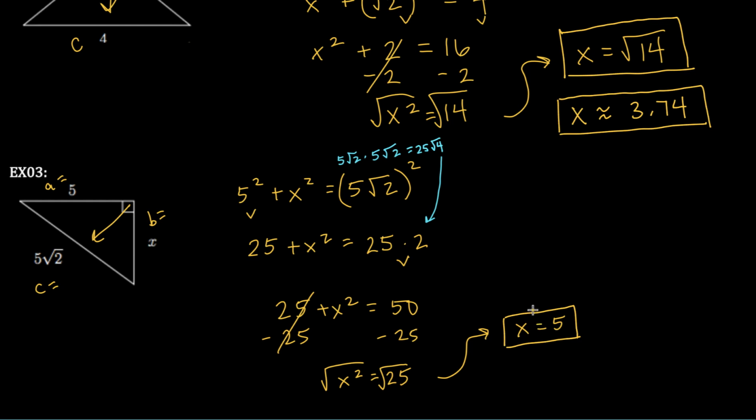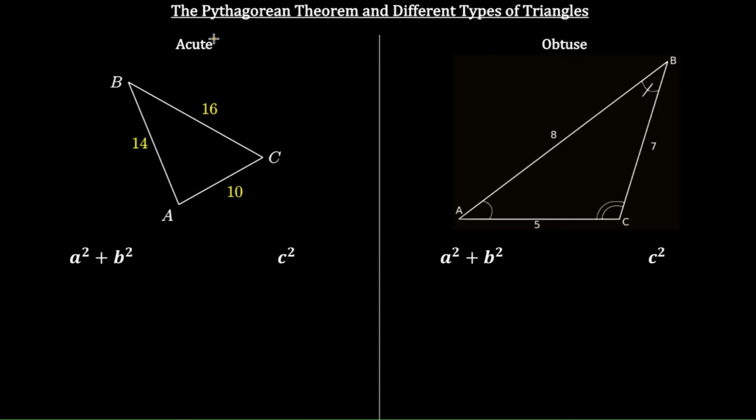All right, next page. So the Pythagorean theorem and different types of triangles. We have an acute triangle like this, and we'll look at the obtuse. So for acute triangles, a squared plus b squared will be more than c squared.